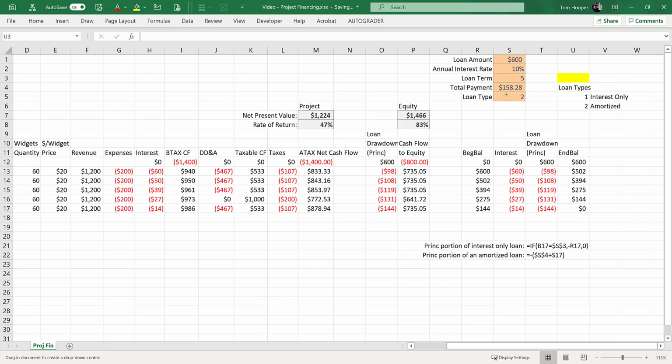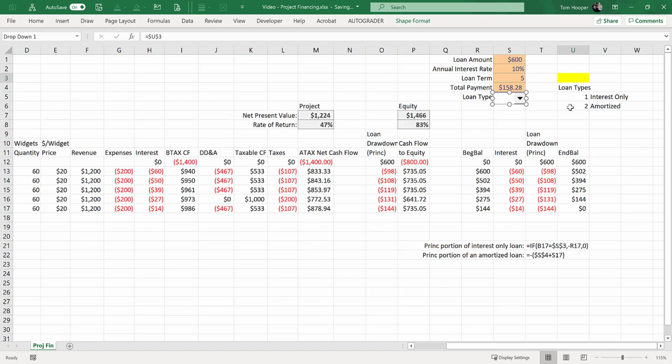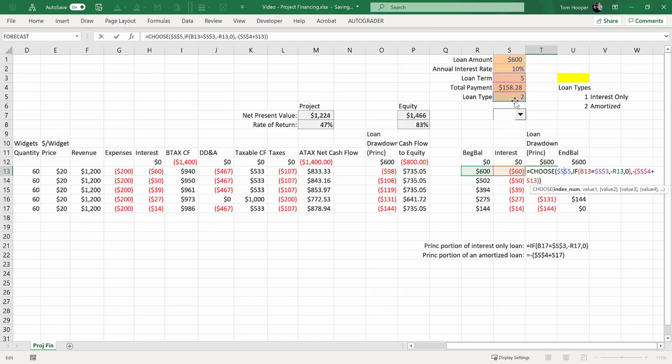Now you'd probably put this on your dashboard for the project you're working on. And I would say format control, cell link here. Of course, we're going to 3D shade it. And the input range is here. At this point, we really don't need this 1 or 2. We also don't need the value that was here. I'm going to move that out of the way. So instead of choosing based on S5, I want to choose based on the linked cell.